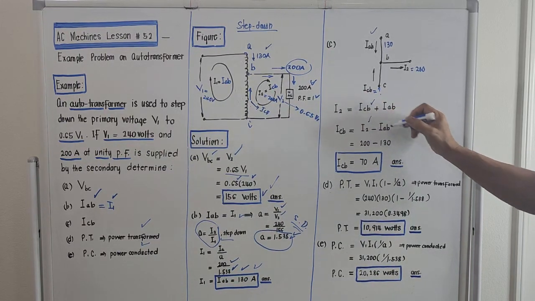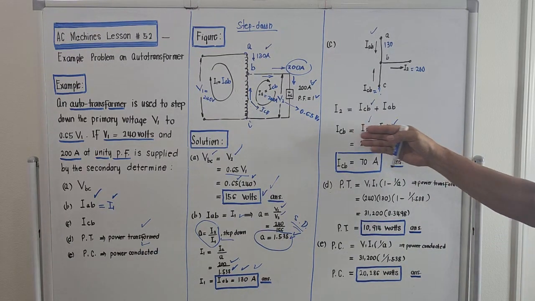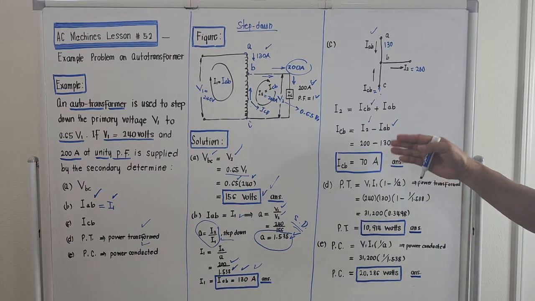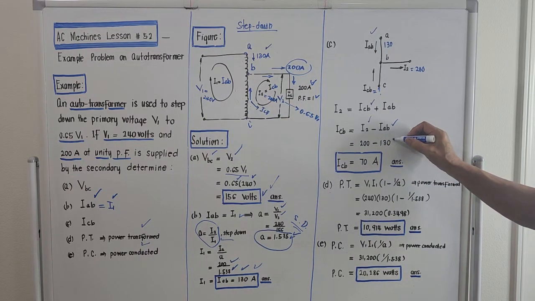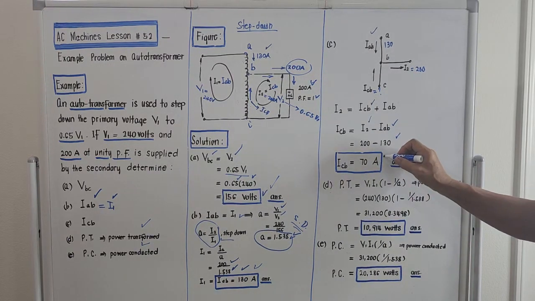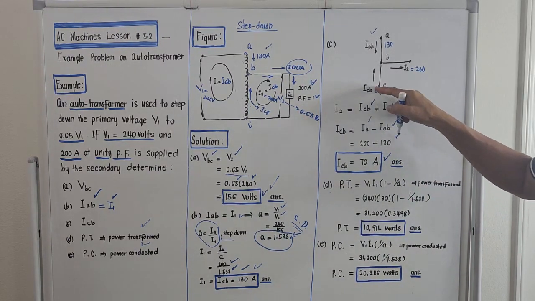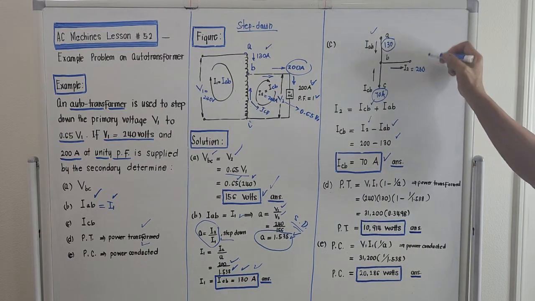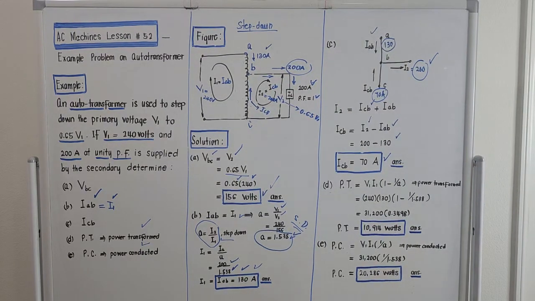We know I sub 2 to be 200 amperes. I sub AB is 130. And here, we are not adding this vectorially. It's just plain algebra, right? So this should be 200 minus 130. Okay? So 70 amperes. So current I sub CB should be 70 amperes. 70 plus 130 is actually equal to 200. Okay?